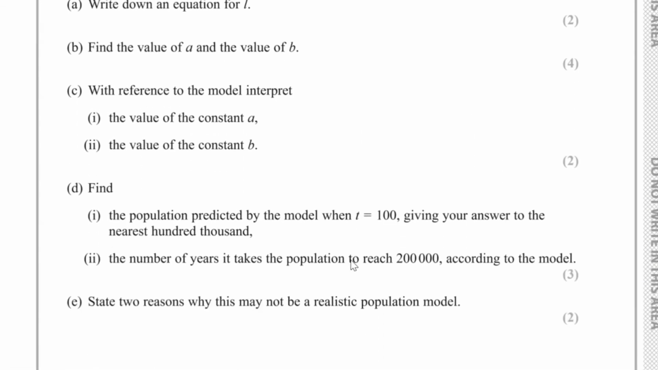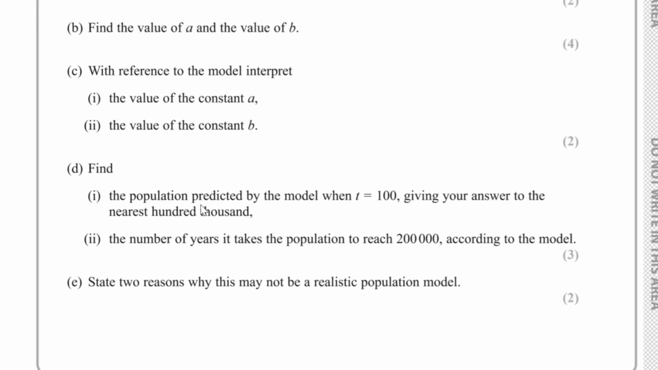Now for part D, we have to find the population predicted by the model when t equals 100 to the nearest 100,000, and then the number of years it takes for the population to reach 200,000 according to the model.